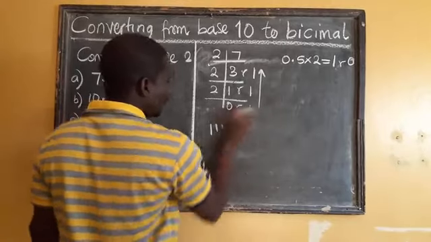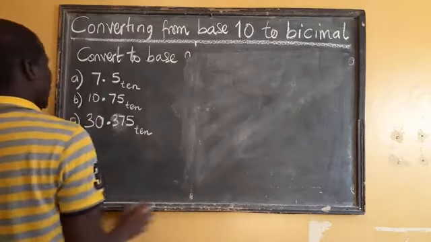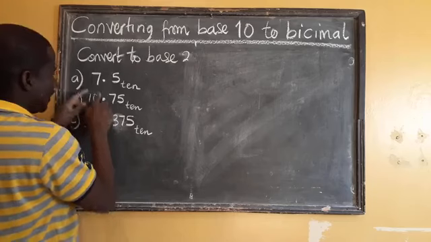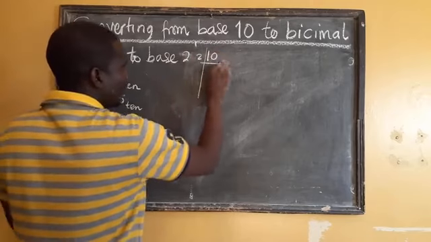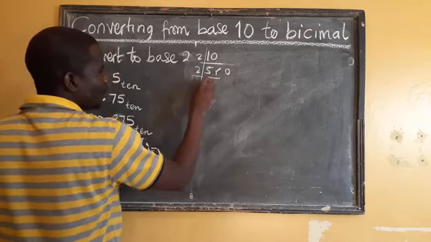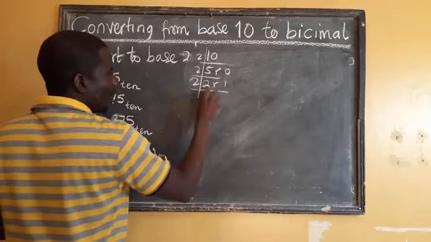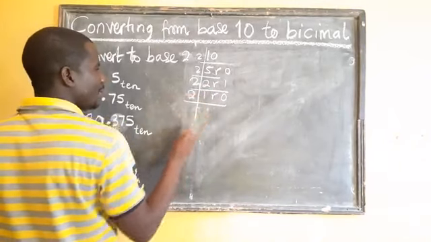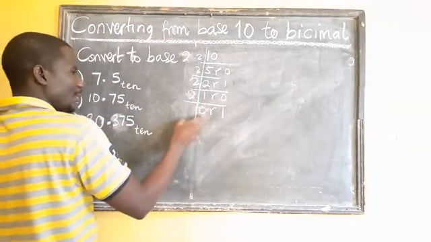I hope if you missed the point here, you should be able to get everything on the second one. On the second one, the whole number part is 10. So 10 divided by 2 is 5, remainder 0. 5 divided by 2 is 2, remainder 1. 2 divided by 2 is 1, remainder 0. Then 1 divided by 2 is 0, remainder 1. Until we have 0 here.